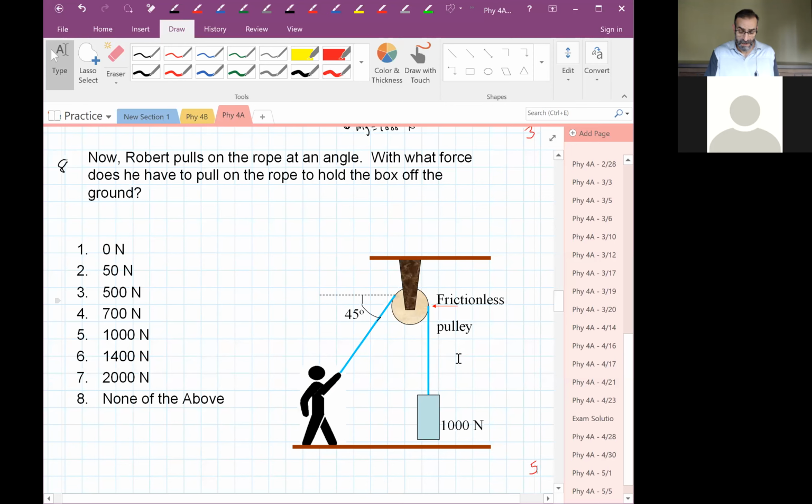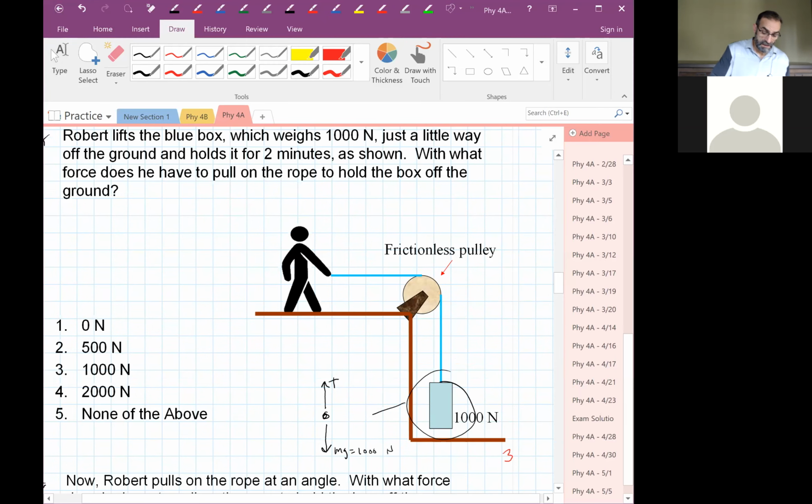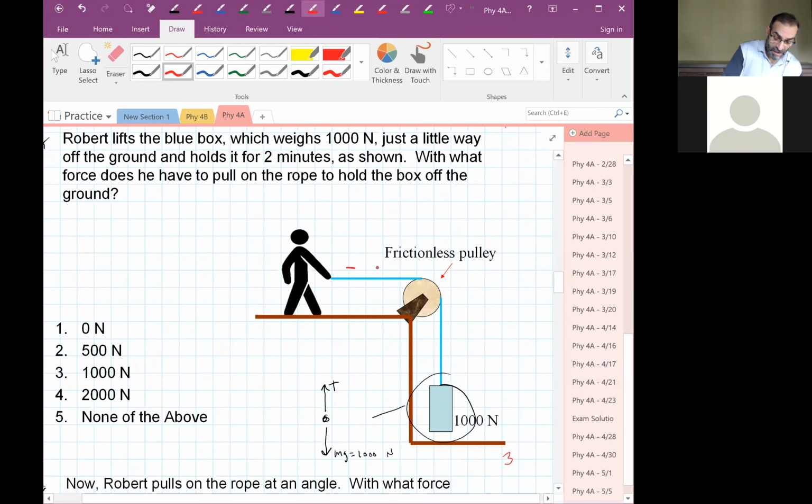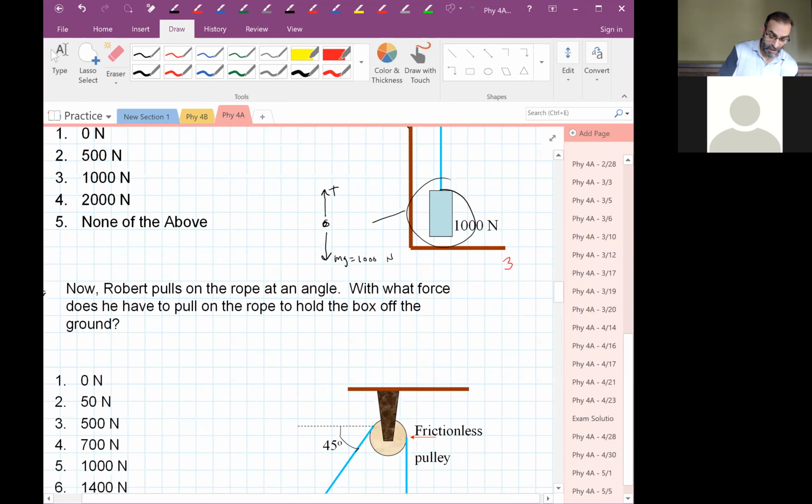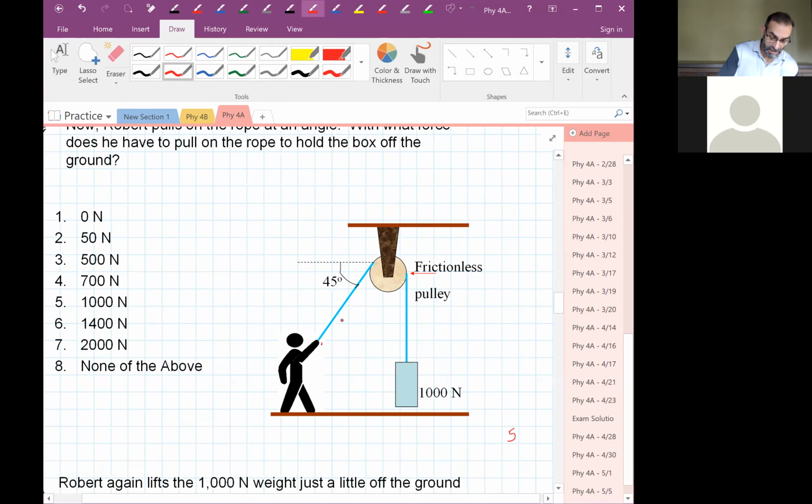Okay. The angle does not matter because the person is pulling in line with the rope. So in the previous case, the tension was in this direction and the person was pulling in the opposite direction, right? In line with the rope. And now the tension is in this direction and the person is pulling in this direction. It doesn't matter. The pulley just changes the direction, doesn't do anything else.